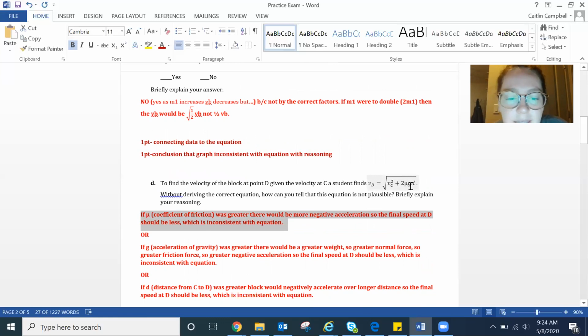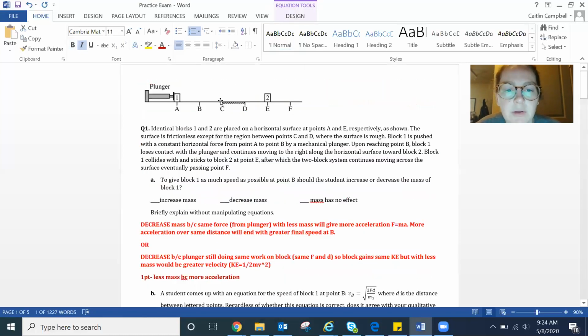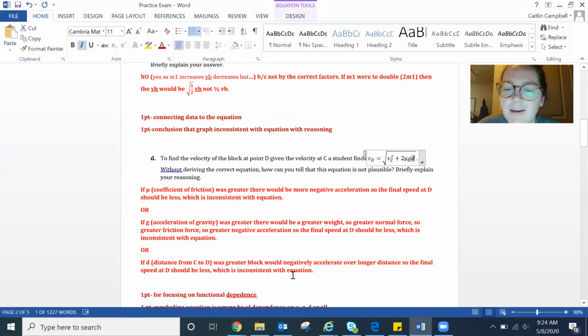So for G, same reasoning, very similar. If I have a greater G, that means I have more weight, which means I have more normal, which is more friction force, so I have more acceleration, so I slow down more and have less speed at the end. And then similar, not quite the same, D: here the friction force is still the same, but if I have that acceleration for a greater distance, then it will lose more velocity. So you could also make that argument. Again, I put 3 in here that are incorrect, but you only need to choose 1.